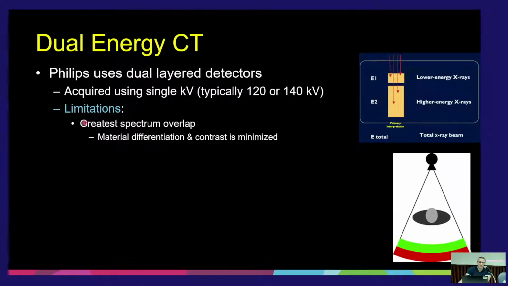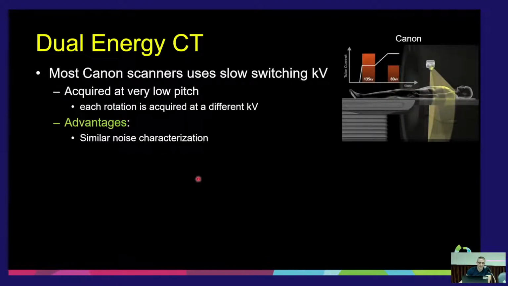All right, limitations. Obviously, you're only going to be able to separate the spectrum so much because it's technically one kV, and you're just hoping you'll absorb the right amounts in both detectors. And so there is some material discrimination, being able to distinguish between, say, calcium, iodine versus soft tissue. It is somewhat limited in that regard.